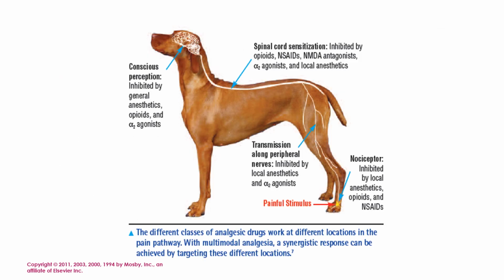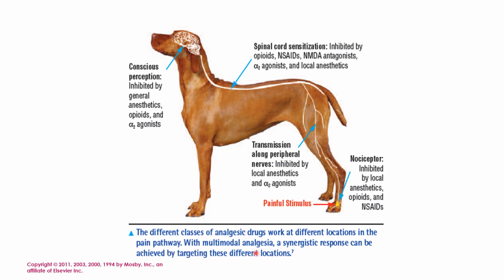This diagram shows the different classes of analgesic drugs that work at different locations in the pain pathway. So again, the pain pathway includes our transduction, our transmission, our modulation, and the perception. With multimodal analgesia, a synergistic response can be achieved by targeting these different locations.